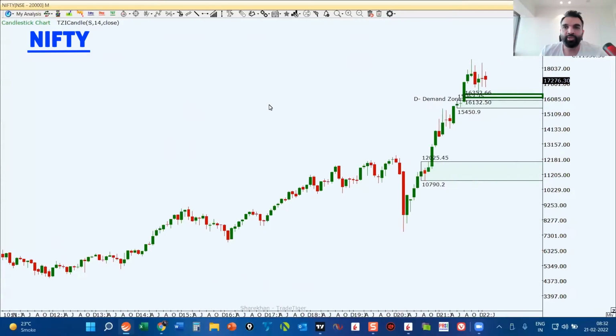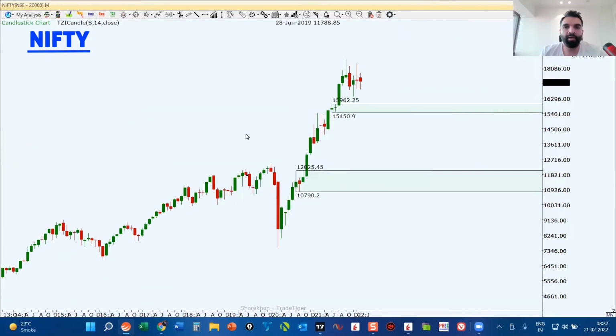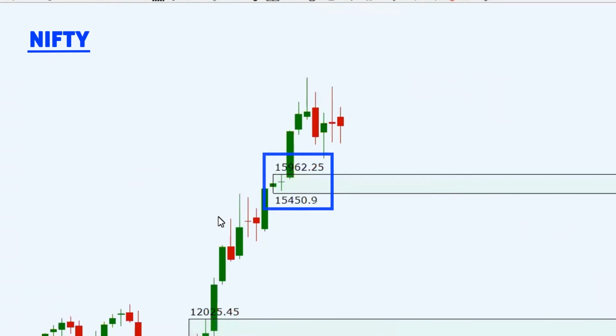Let's start with the monthly chart. On the monthly chart, we are seeing a level of demand around 15,962 to 15,450. As you can see, these demand zones are automatically populated on my chart. We have a tool in Trade Tiger, which is the trade zone identifier, and this tool helps us to automatically populate zones on our chart. So 15,962 to 15,450 is the level to watch out for on the monthly chart.